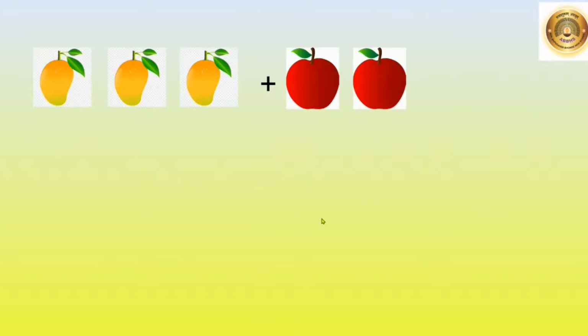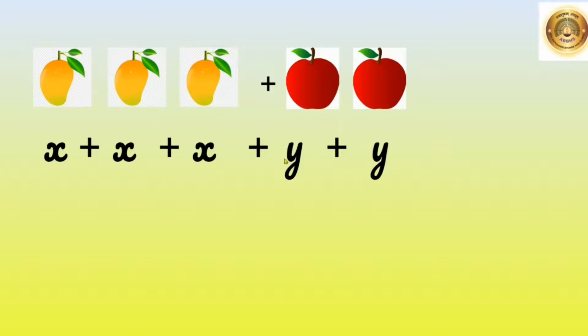Let's consider another example. Now I've got 3 mangoes here and 2 apples. Say suppose I use variables in place of the fruits. Let us take one mango as x. So here I've got x plus x plus x. And let's take y as the variable for apples. So you get y plus y.